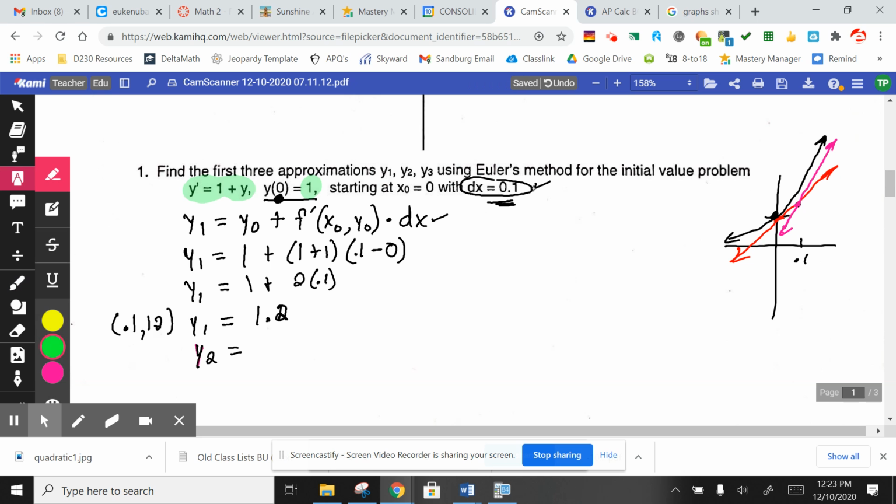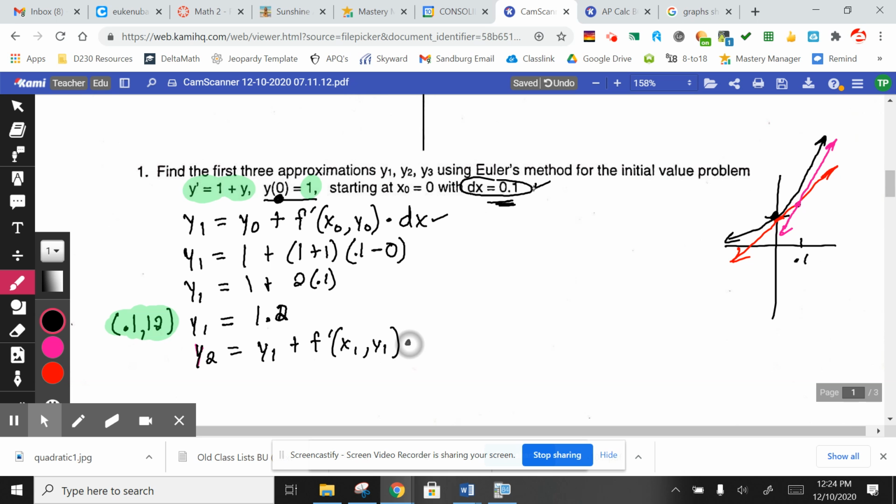I would strongly recommend marking this off to the side as we go through these. We started at 0, we moved over 1/10 of a unit, so now I'm at 0.1, and at 0.1 on that line, my y coordinate's a 1.2. So now, to find the second y coordinate, let me write it in its entirety now. We want to take the previous y value, the y value that we just got, find the slope of the curve at our new point, and then again, multiply it by our change in x.